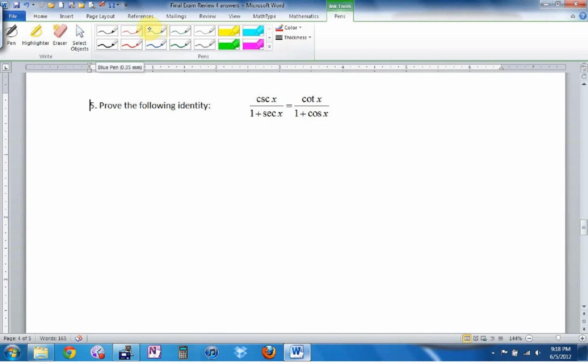Prove the following identity. I think I'll rewrite this in terms of sine and cosine. I think this is also going to be a pretty tough one, a fairly yucky one. Cosecant. Let's draw a line down the middle. Cosecant is going to be 1 over sine x.